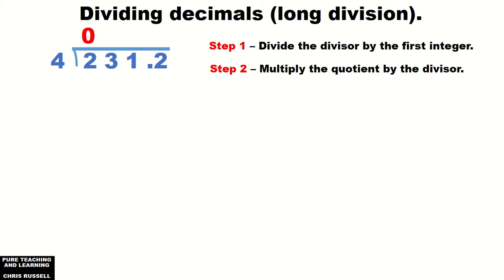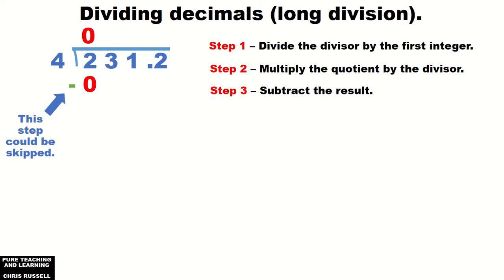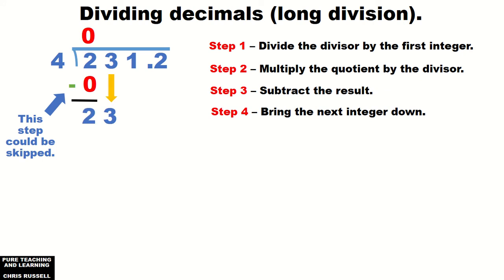So the quotient there was 0, multiply that by 4, which is 0. Now we subtract that result. Now this step could be skipped because the solution there is just 0. So now step 4, we bring the next integer down. Okay, and 2 subtract 0 equals 2, and we bring down the 3. So as you can see, we still have that 23 there.